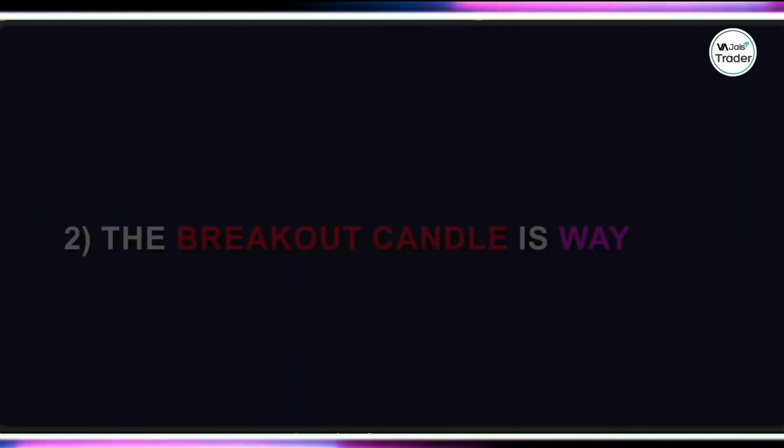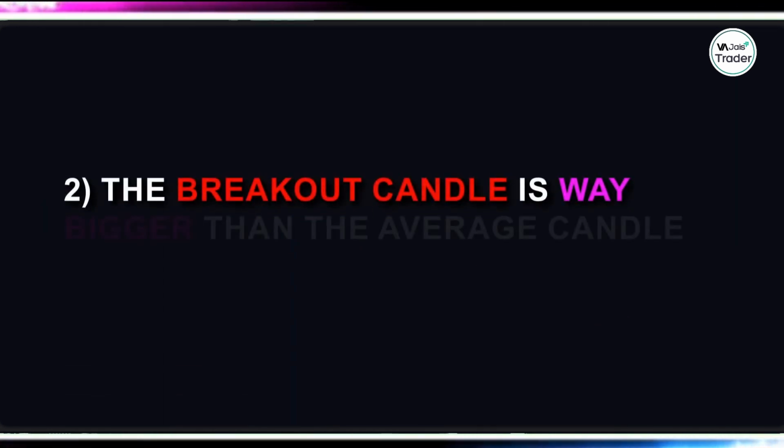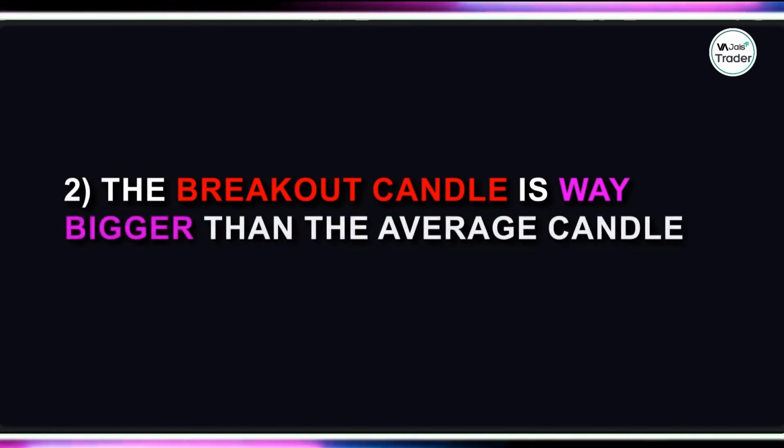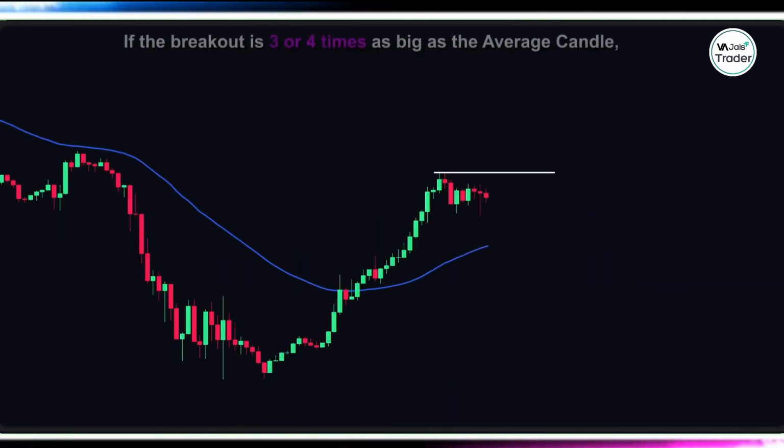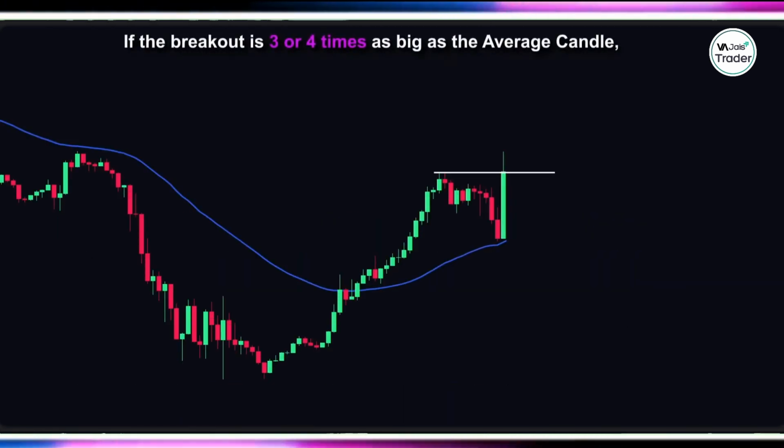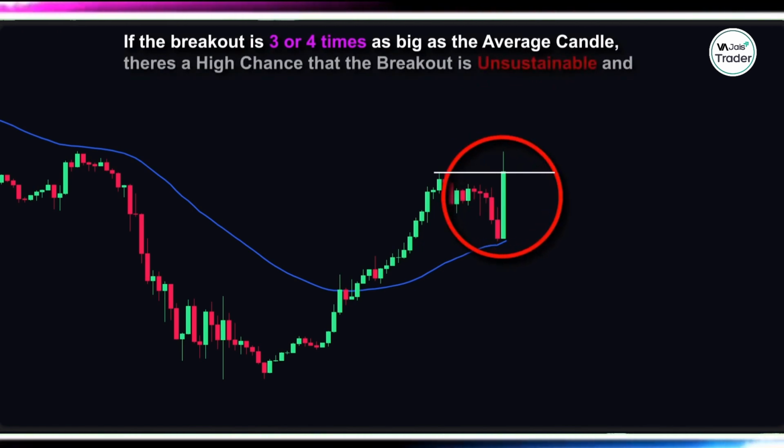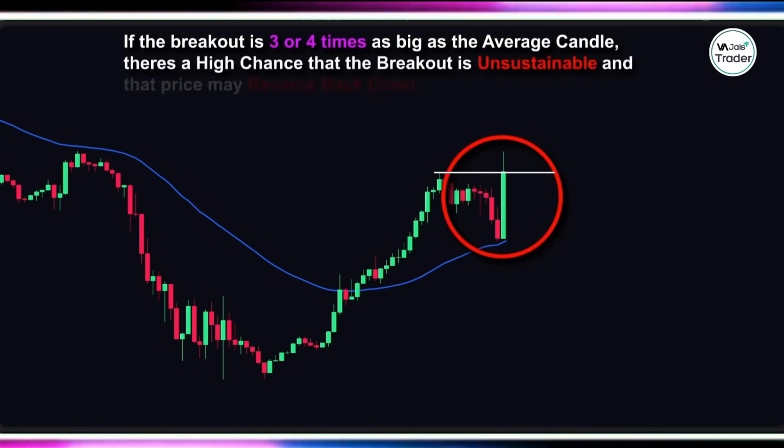The second invalidation for me is if the breakout candle is way bigger than the average candle. So if the breakout is 3 or 4 times as big as the average candle, like in this example, there's a high chance that the breakout is unsustainable and that price may reverse back down.